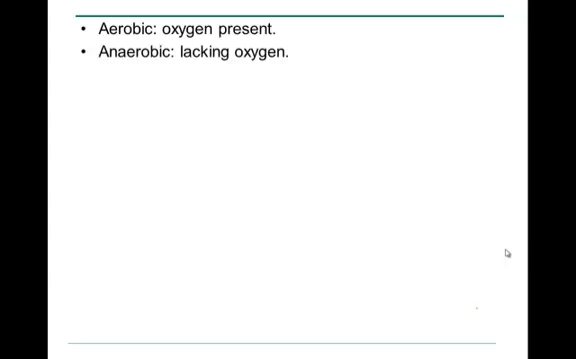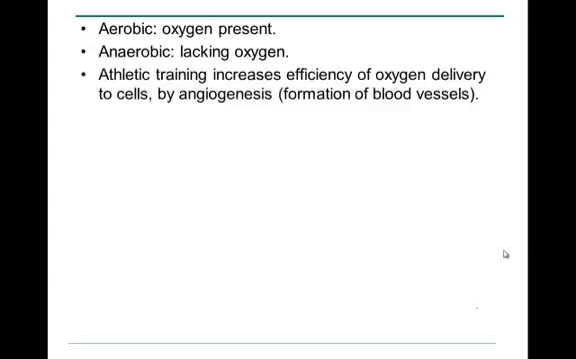And I know that many people are curious, so we'll talk a little bit more about exercise. Athletic training increases the efficiency of oxygen delivery to cells. One of the major mechanisms, certainly not the only one, that's improved by training is angiogenesis. Angiogenesis is the formation of blood vessels. So if you have a greater circulatory capability, the ability for more blood to reach your cells more quickly, then it's less likely that they would run out of oxygen and produce an anaerobic environment.